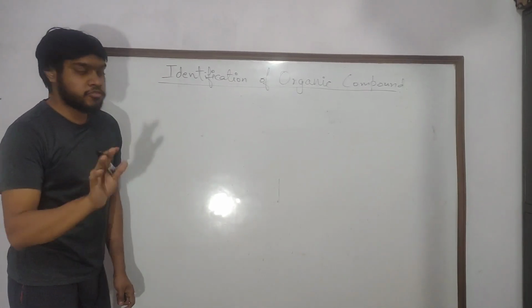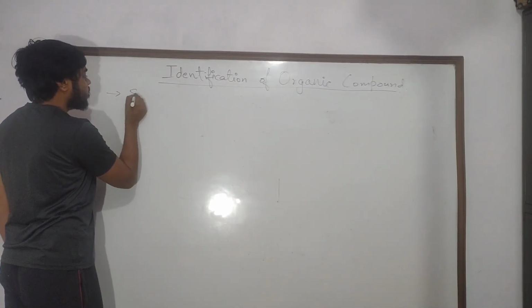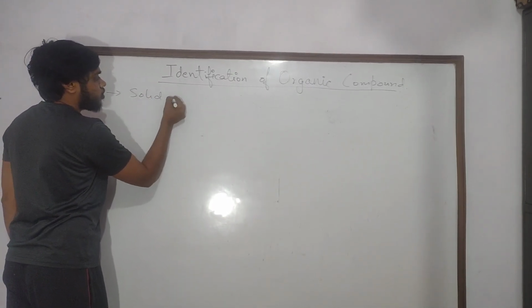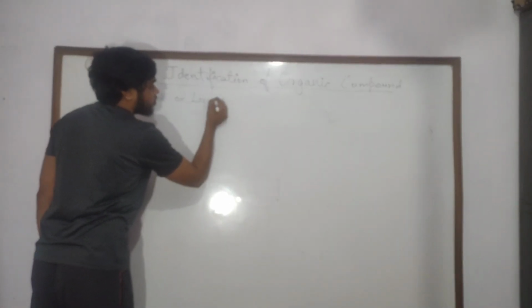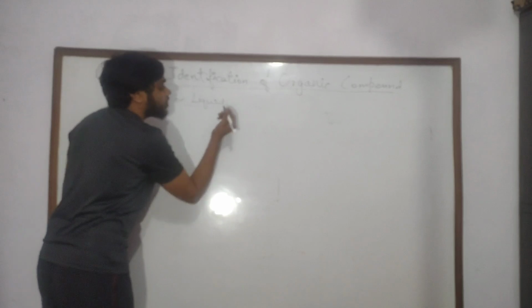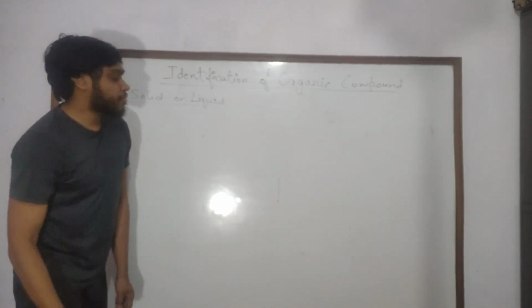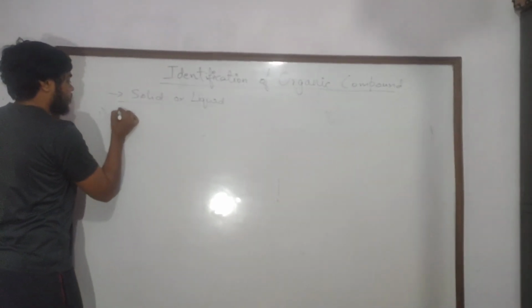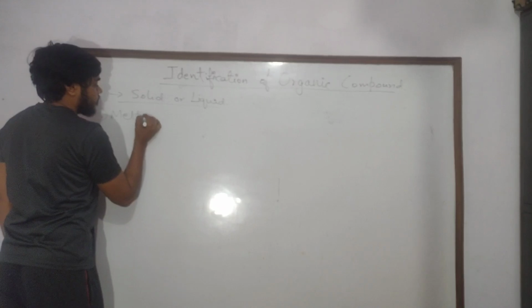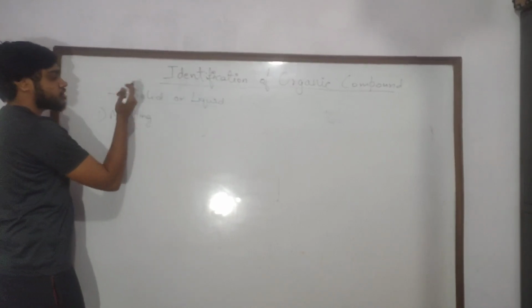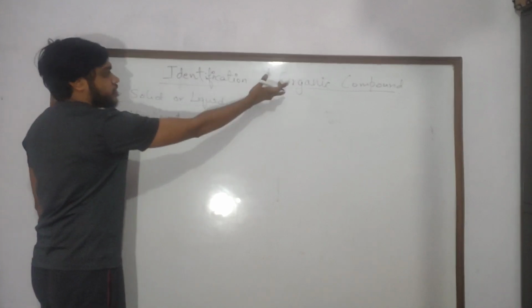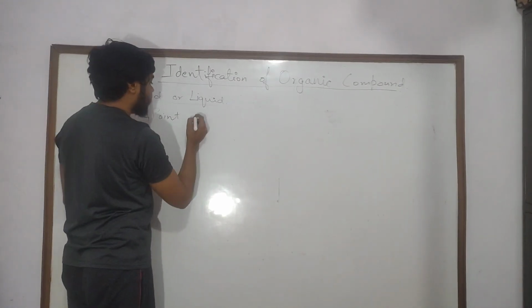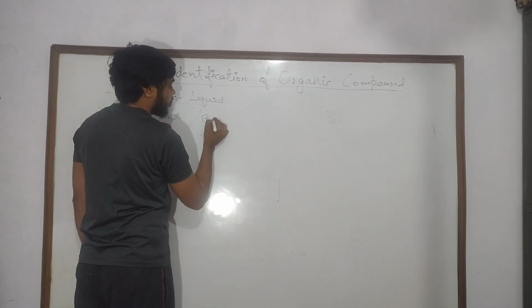Organic compounds can be of two types. They can either be solid or liquid. So first thing that we have to determine is the melting point, in case the organic compound is a solid, and if in case the organic compound is a liquid, we have to determine the boiling point.